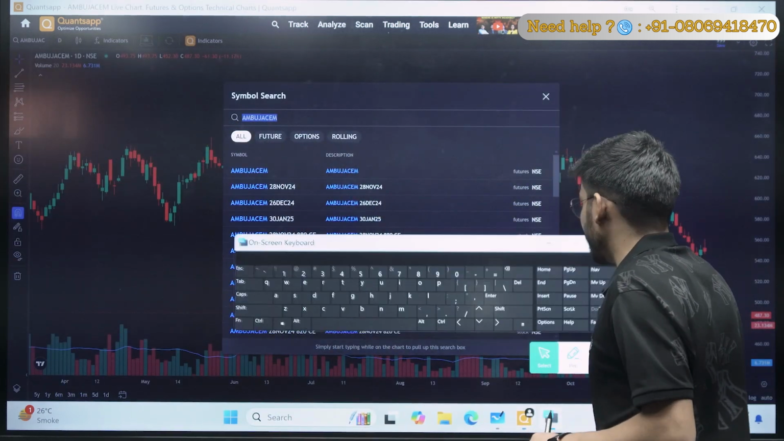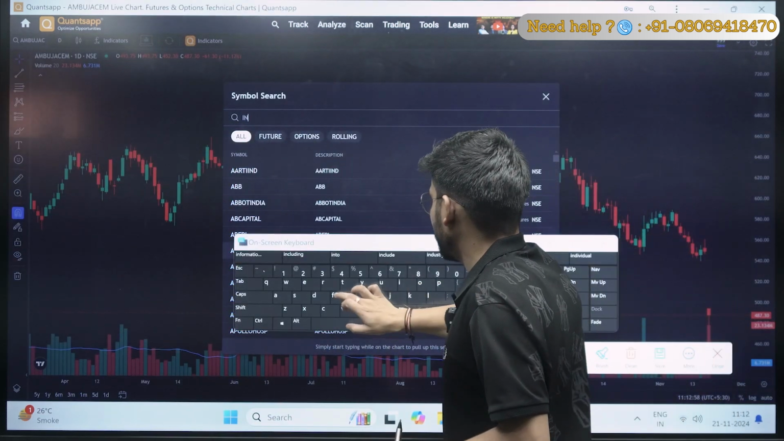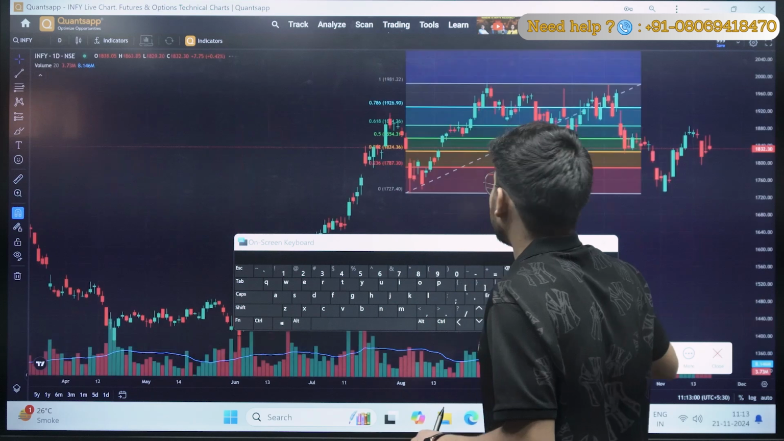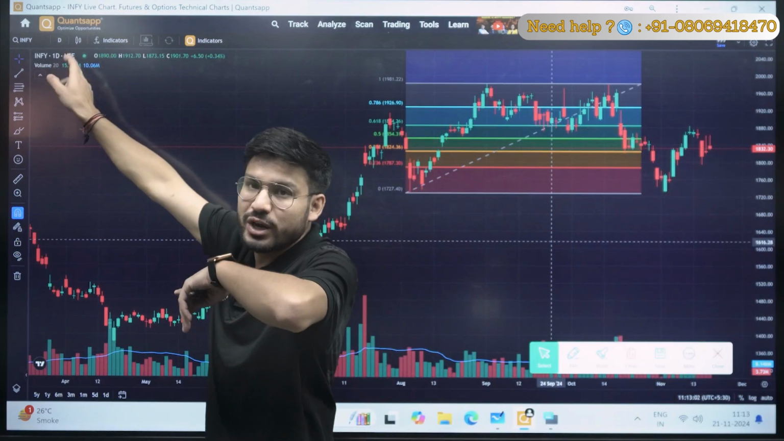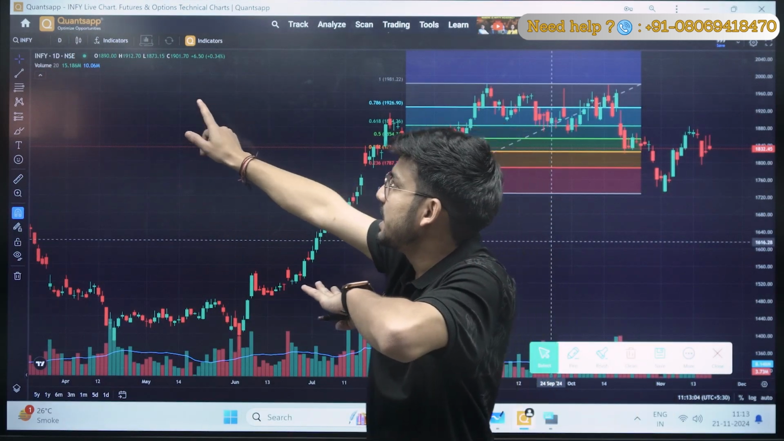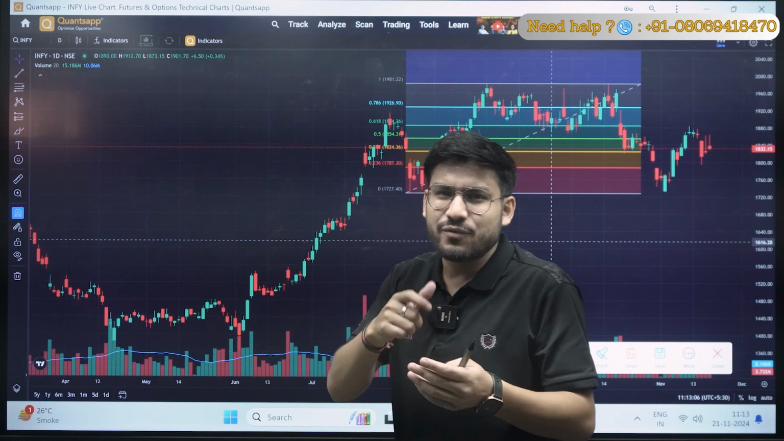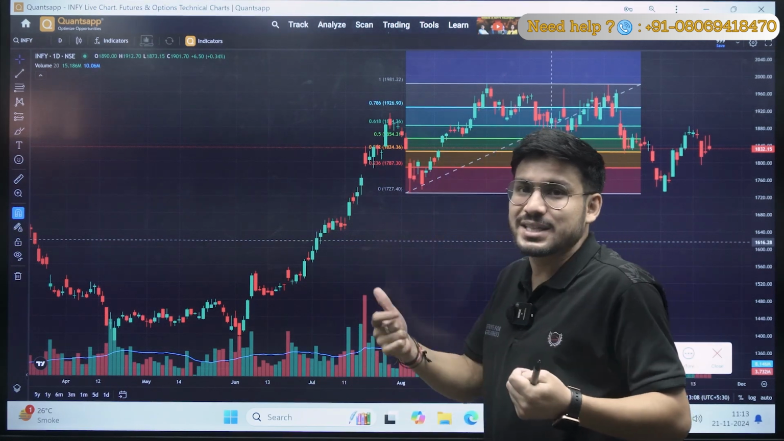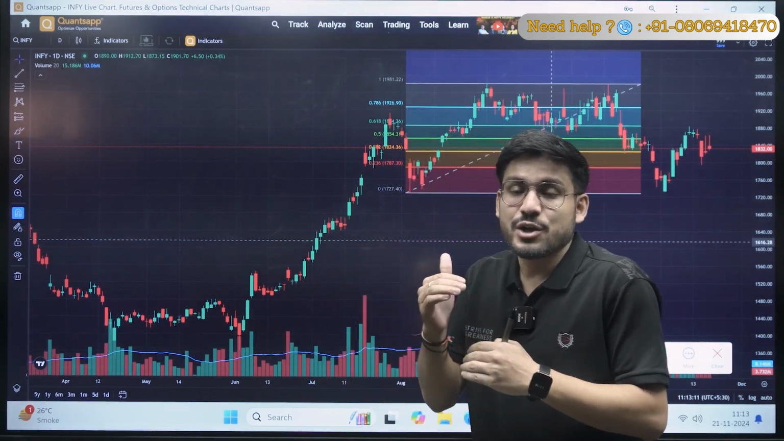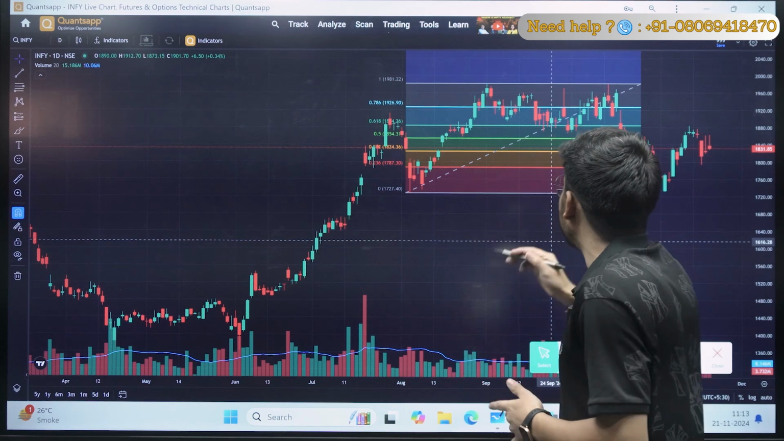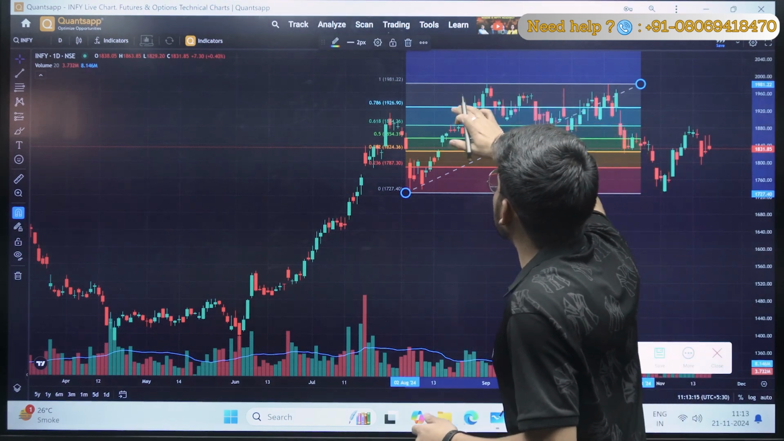So let's go with Infosys, Infy. Okay, so this is Infy. I have applied the daily time frame. You can apply the strategy in this time frame as well or in the 1 hour time frame, but make sure you apply this strategy in a bigger time frame, so that you will get a consolidated trade. Okay, so now let me remove this one first of all.